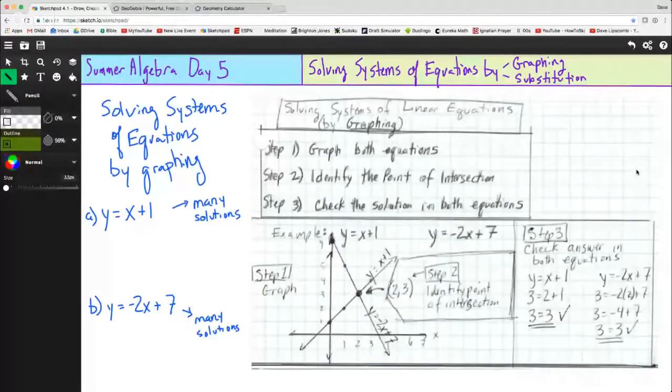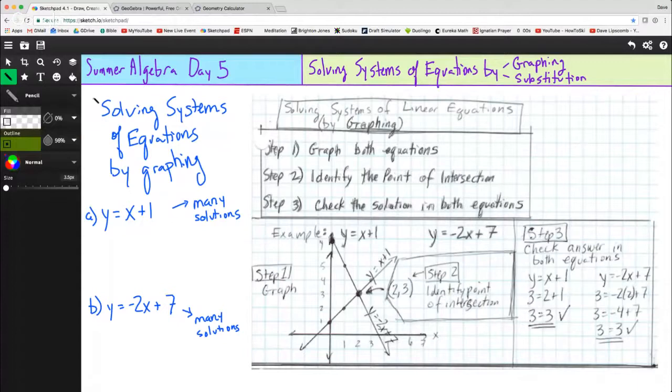So today, the two big concepts that we're going to cover are solving systems of equations by graphing and solving systems of equations by substitution. So let's remind ourselves what those things are, how to do them, and work through some examples. The first thing that we're going to do is talk about solving systems of equations by graphing.